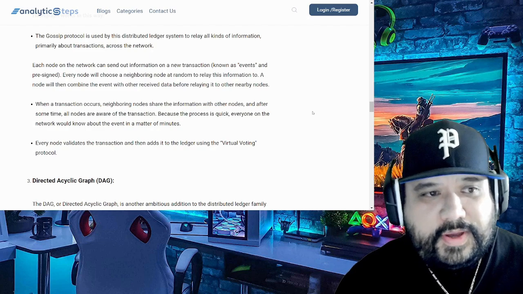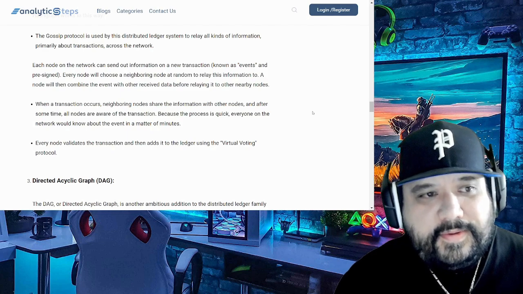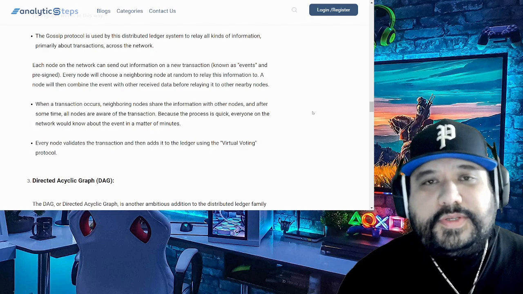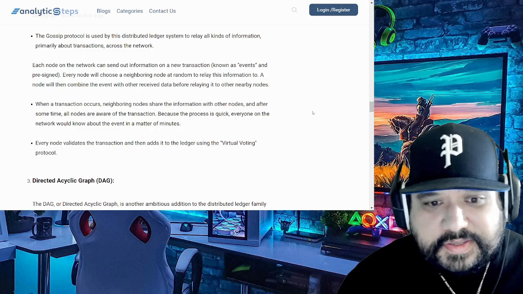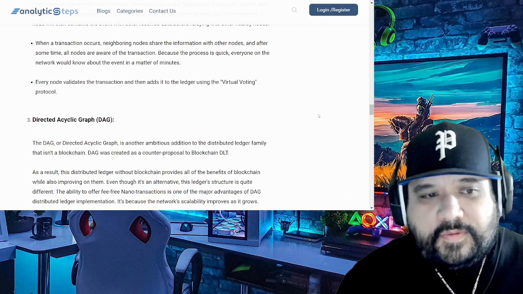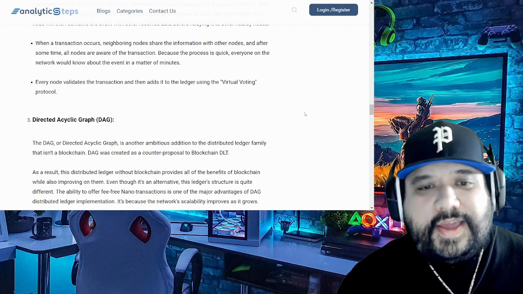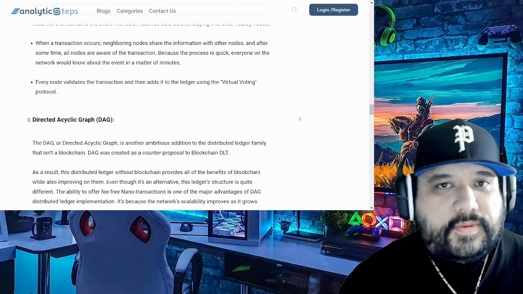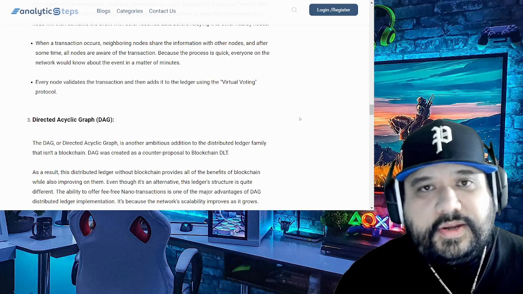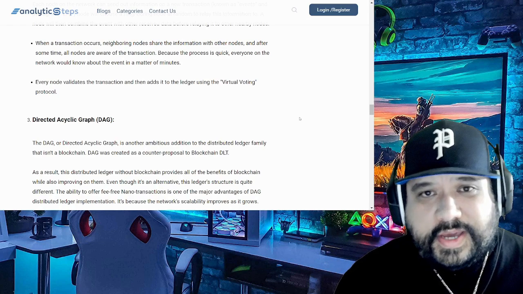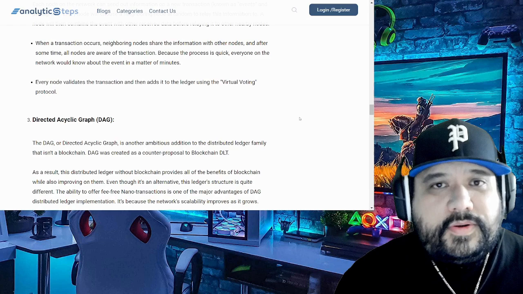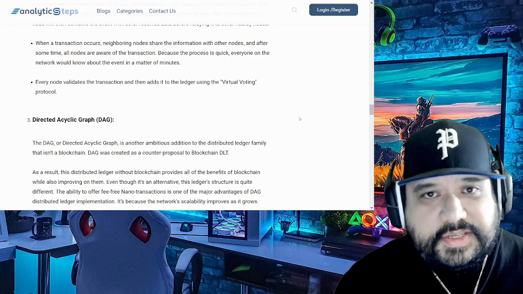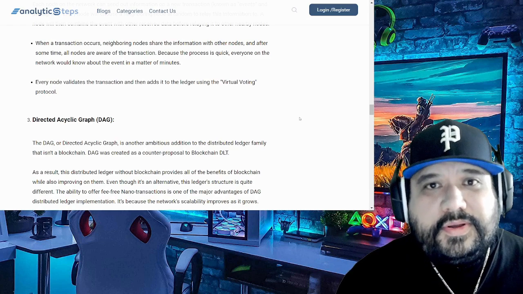I mean, if you think about it, I couldn't come up with a better name for this protocol than gossip. It literally is. So it says every node validates the transaction and then it adds it to the ledger using the virtual voting protocol, like basically what you're going to see outlined right here. So let's go ahead and jump into that specific part of this outline, and that is gossip. Back to Dr. Baird. Let's talk about how this works.